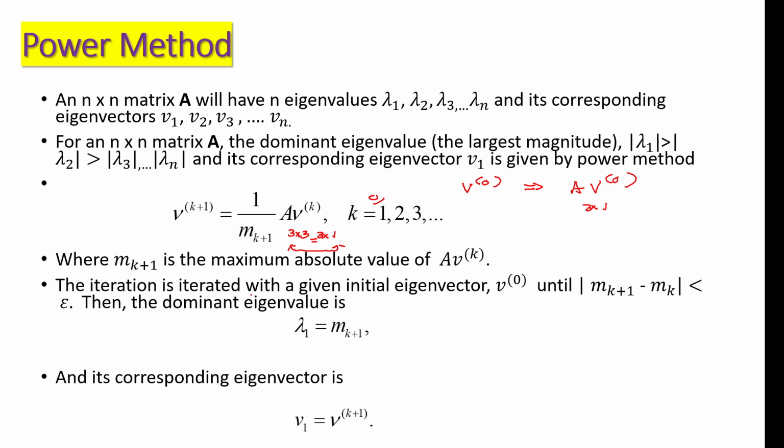The process is repeated until the magnitude of m k plus 1 minus m k is less than epsilon. Then the dominant eigenvalue lambda 1 is given by m k plus 1, and its corresponding eigenvector v1 is v at the k plus 1 step. Maybe now you can understand, but when you look at the example, you will understand better.